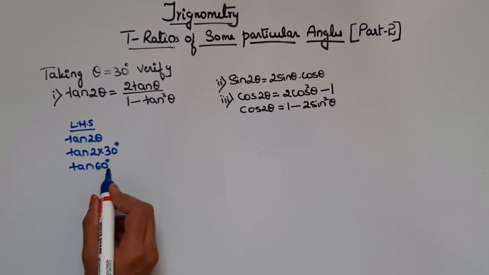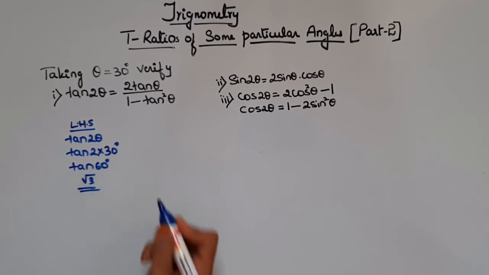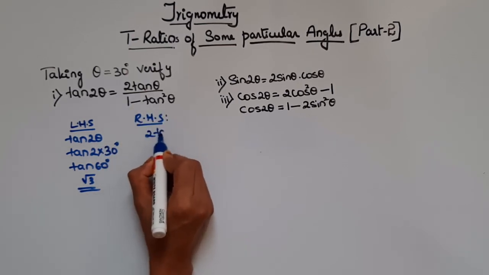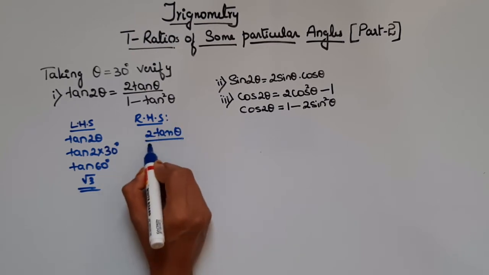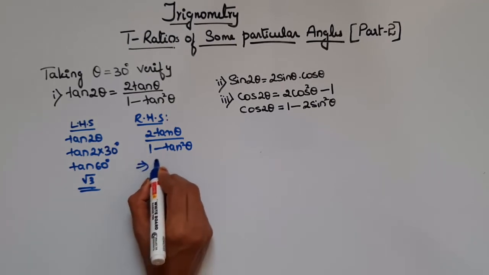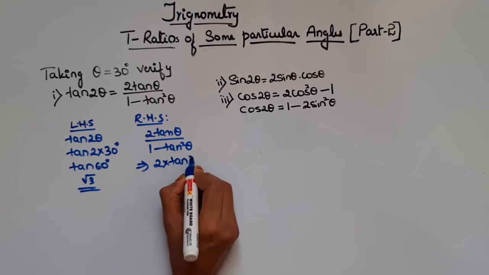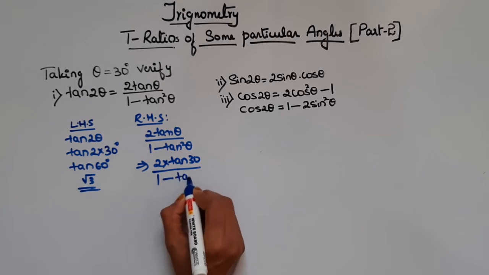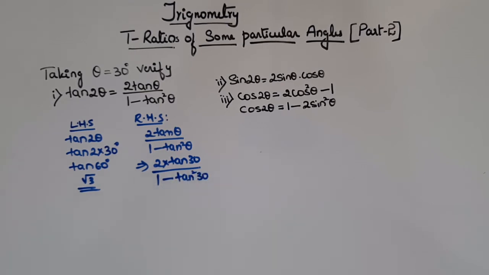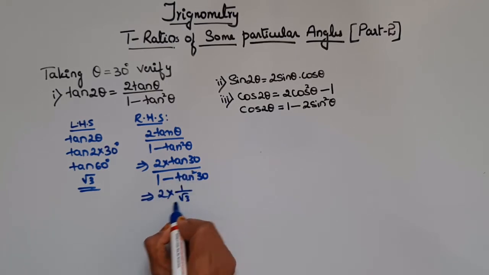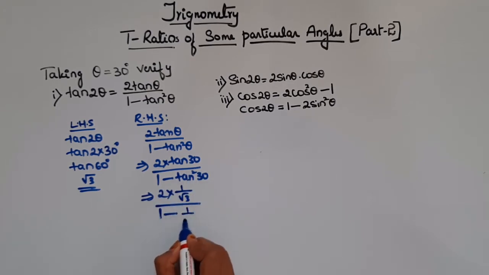Now what is tan 60? Tan 60 is nothing but root 3, right? Now let's see what is RHS. RHS we have 2 tan theta by 1 minus tan square theta, right? Which implies 2 into tan 30 degree, theta is 30, by 1 minus tan square 30, right? Which implies 2 into tan 30 is 1 by root 3 divide by 1 minus tan square 30. So tan 30 is 1 by root 3.